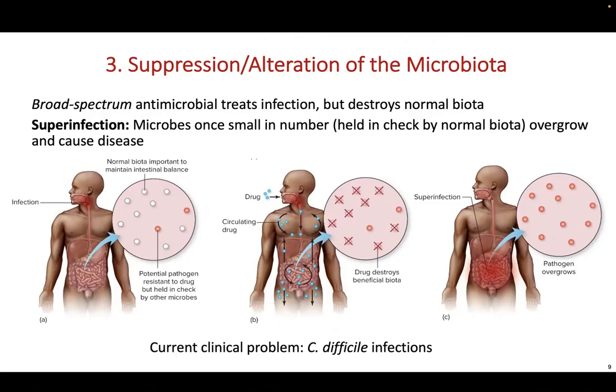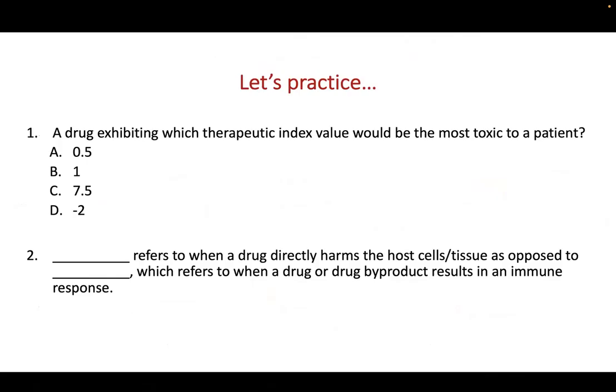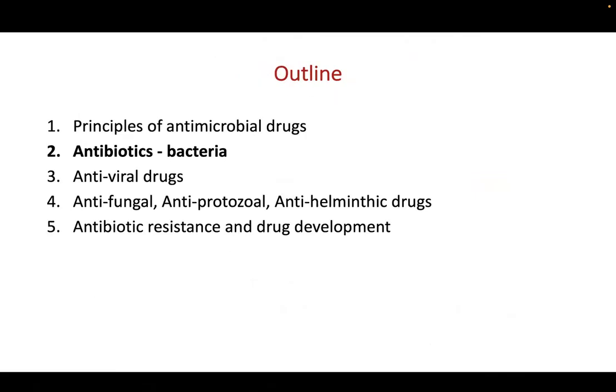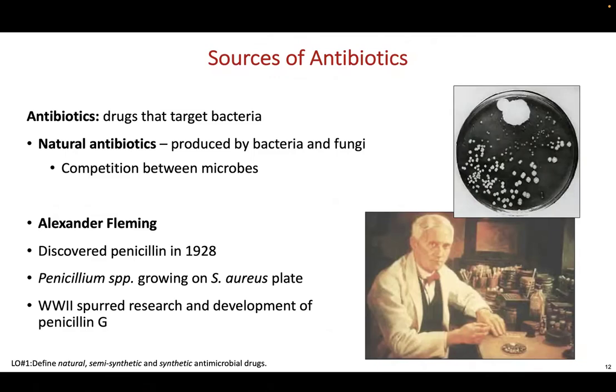Superinfection happens when the antibiotics targeted to kill certain microbes end up killing your gut microbes, and then those microbes and the targeted infectious microbes end up growing a lot and doubling. So this is a practice. We can talk more about it on Friday. Please practice by yourself. Then let's move to talk about antibiotics, which target bacteria.